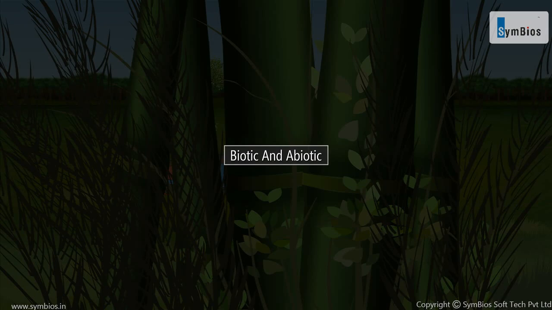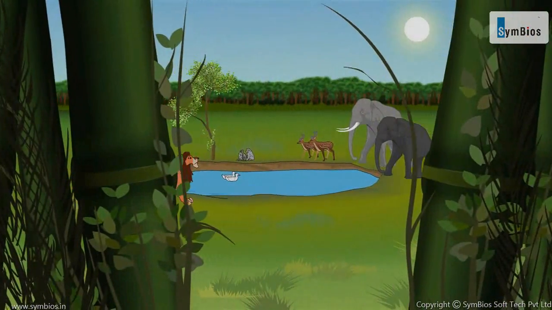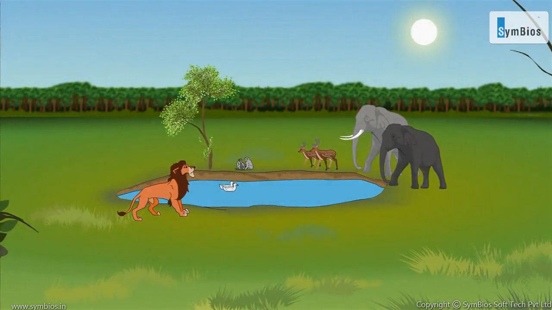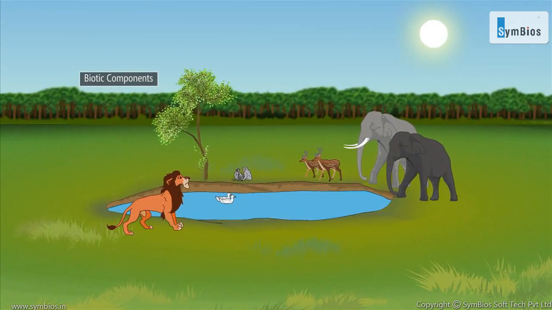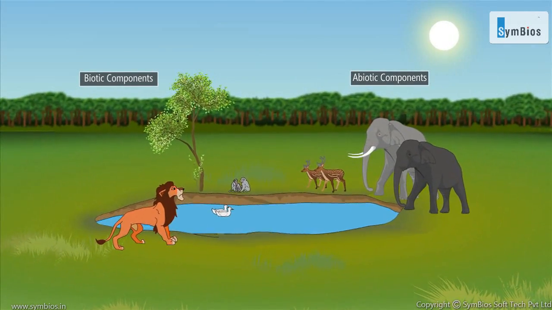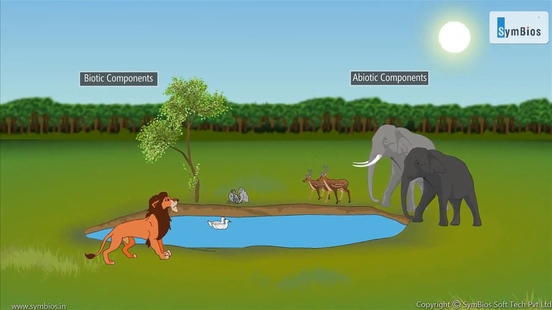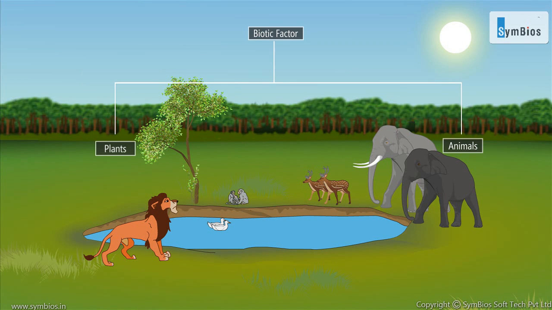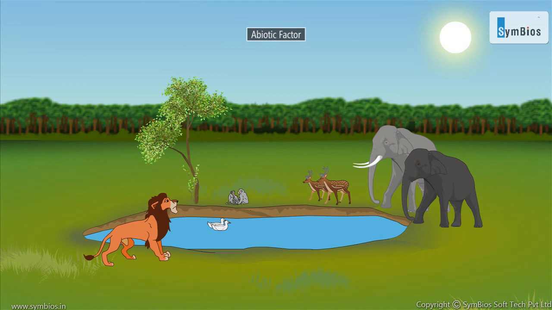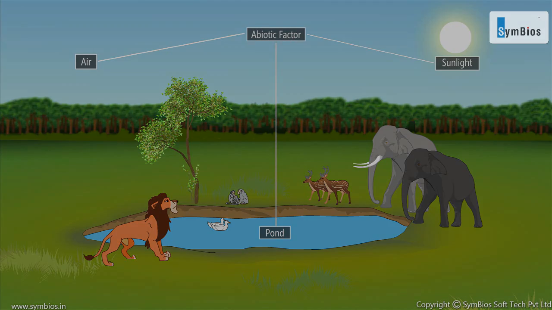Biotic and abiotic. The living world in any location has two main components, biotic components and abiotic components. The living beings, that is the plants and the animals, form the biotic factor. The non-living elements in the surroundings such as air, sunlight, wind, water bodies like ponds, rivers, etc. form the abiotic or physical factors.